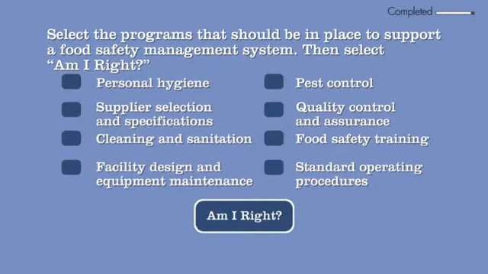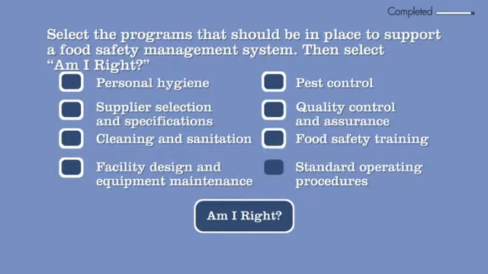It's all of them. You should have programs in place for personal hygiene, supplier selection and specifications, cleaning and sanitation, facility design and equipment maintenance, pest control, quality control and assurance, food safety training, and finally, standard operating procedures.